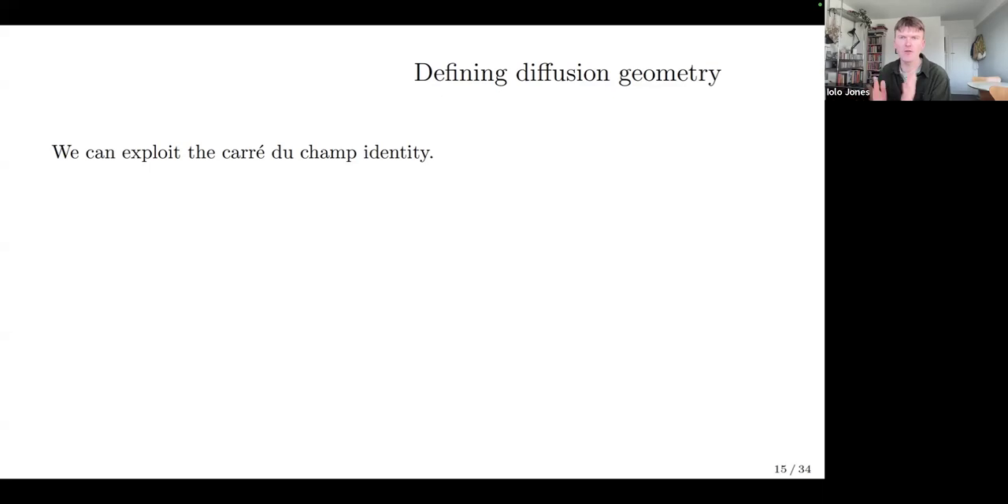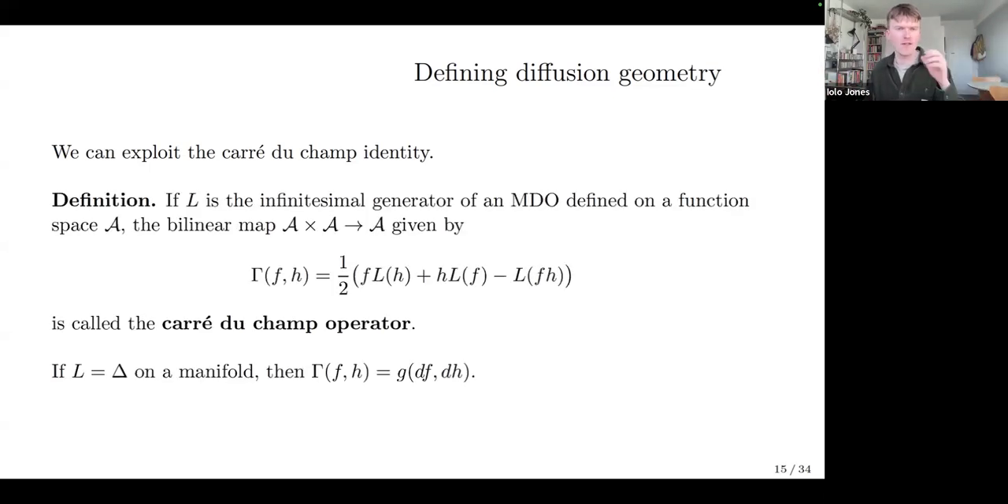So how do we actually define all of this? Like I said before, the key ingredient is that Carré-Duchamp identity that bridges between the diffusion stuff and the geometry stuff. We want to formalize this in the general setting. The way we do it is by defining the Carré-Duchamp operator. If L is the generator of a Markov diffusion operator, we can define this bilinear map, called the Carré-Duchamp operator, by plugging in that formula that we saw before. The key motivating example is that when you're on a manifold, if you have the Laplacian, then what you get from this is the metric. So this is a way of building a Riemannian metric out of a Markov process.